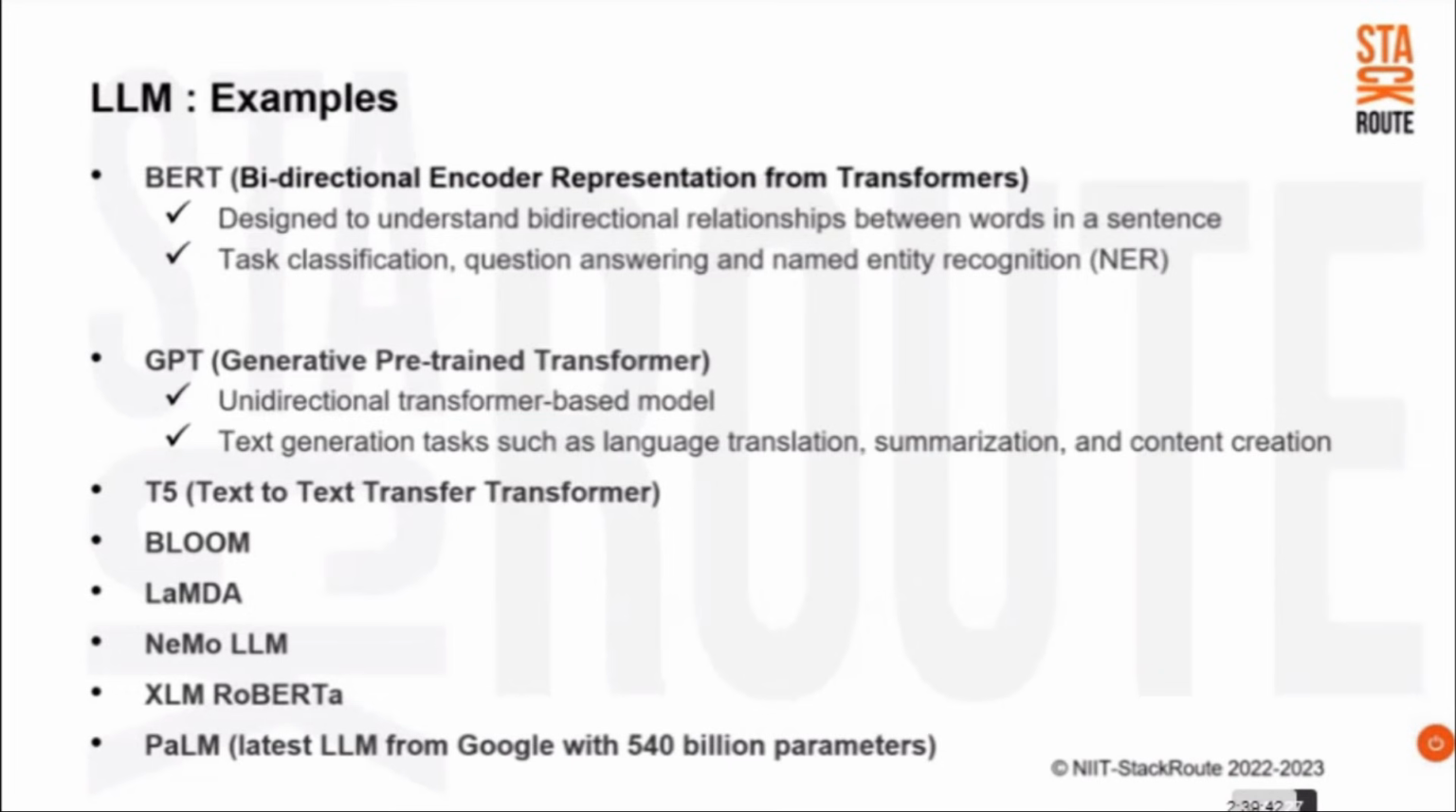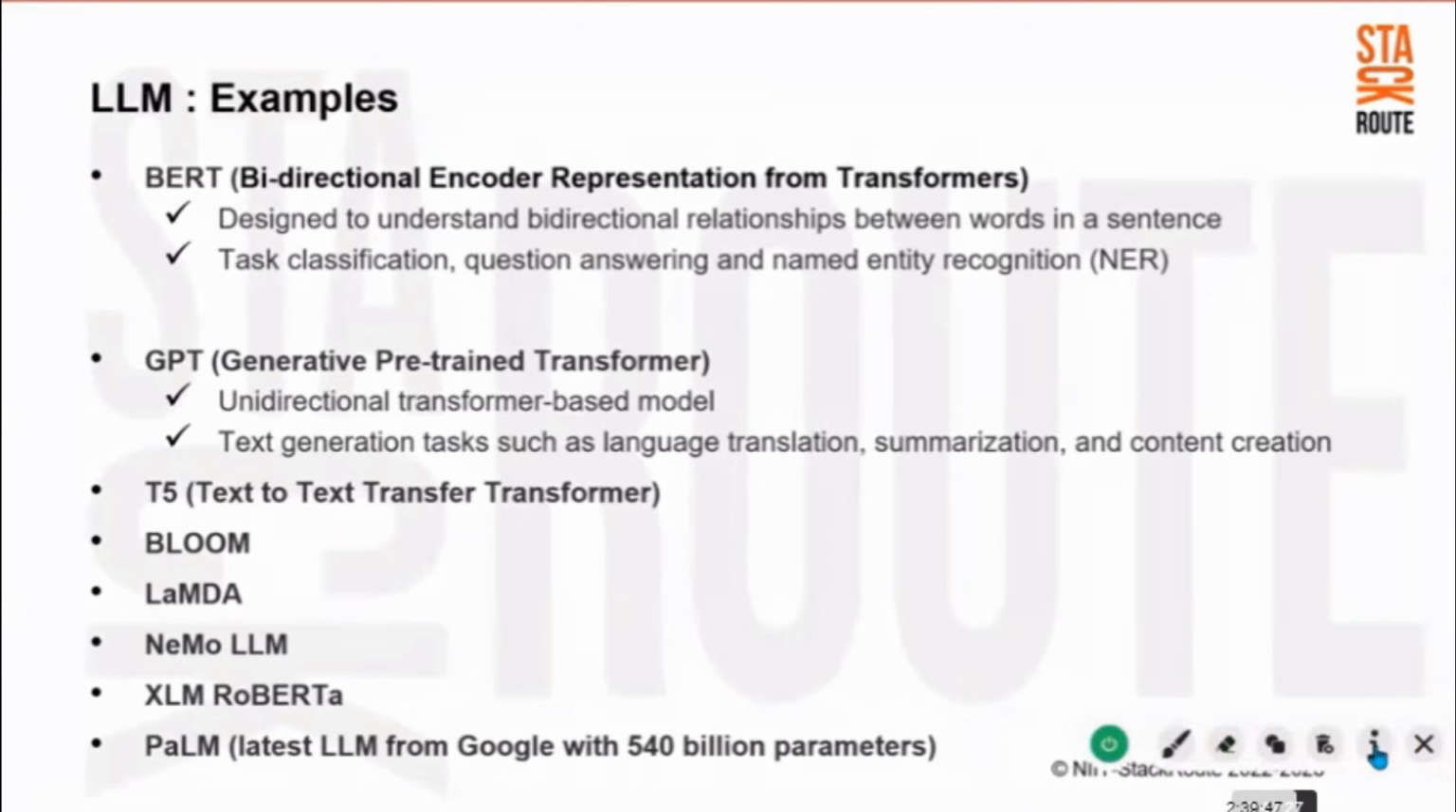So, other examples of large language models. There are plenty of models, and I'm just giving you a small fraction of them. BERT is a very well-known model, Bidirectional Encoder Representations from Transformers. This is a general purpose model which can do a lot of things like summarization, question answering, classification, translation, and it can also do specific tasks like classification.